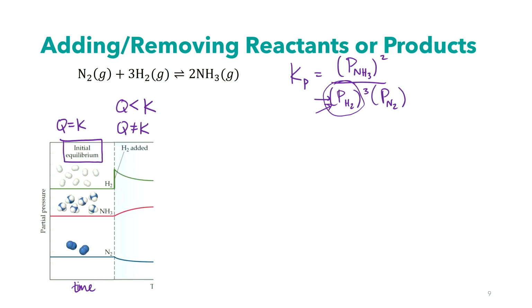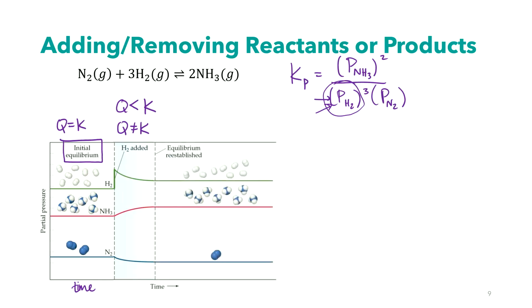So how does the system respond? It wants to get back to equilibrium. It wants Q to equal K again. So what does the system do to reach equilibrium when Q is less than K? We consume some of our reactants. So this pressure's going down. So is N2. And we make some product.